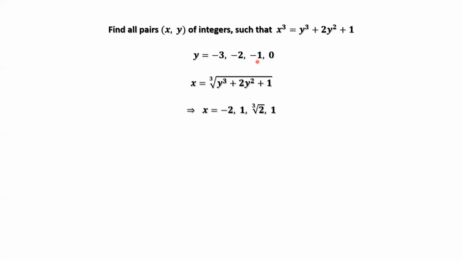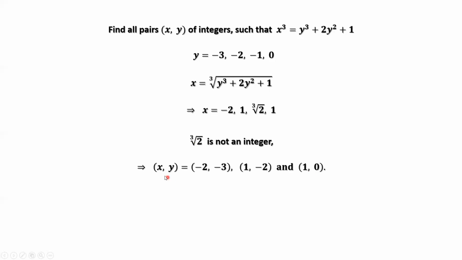Replace y by negative 1. We imply x equals the third root of 2. When y equals 0, x equals 1. Because x is an integer, the third root of 2 is not an integer. Therefore, we only have three pairs of x, y that satisfy this condition. Therefore, we only have three solution sets. (x, y) equals (negative 2, negative 3), (1, negative 2), and (1, 0).